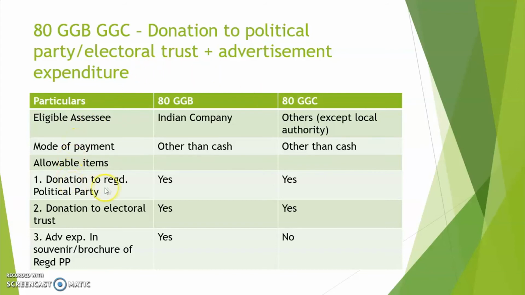First of all, donation to a registered political party. So this registered is key here. Okay. Registered political party. GGB, GGC, both are allowed. In both the sections it's allowed. Second, donation to electoral trust. In both the sections it's allowed.